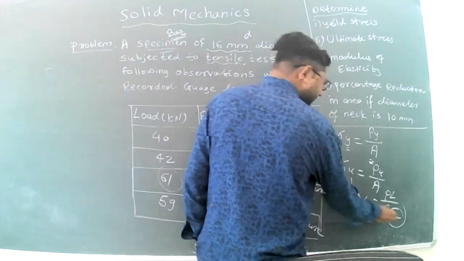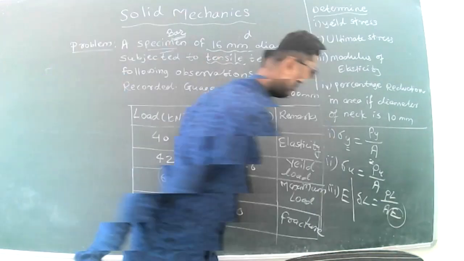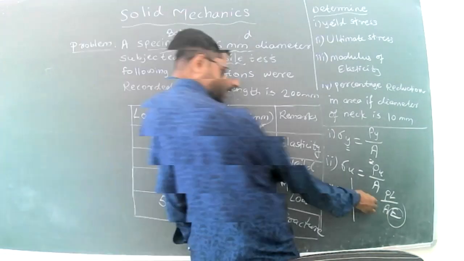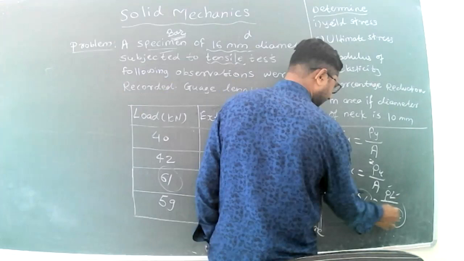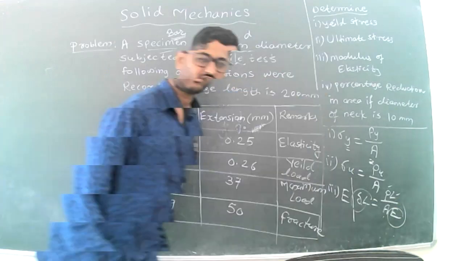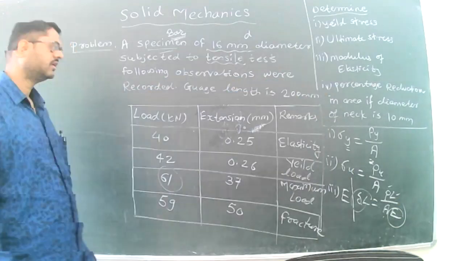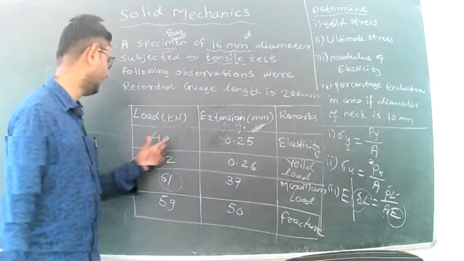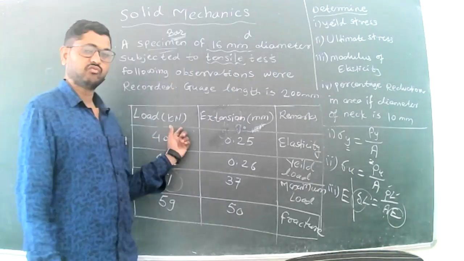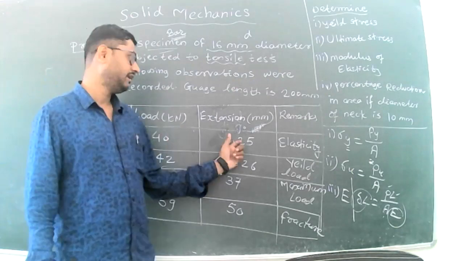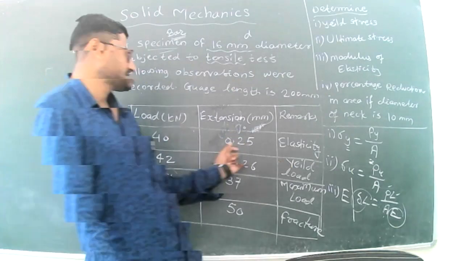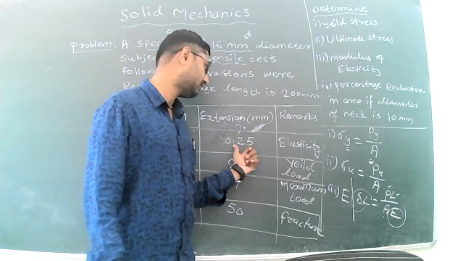By rearranging this formula, we have to find modulus of elasticity. Delta L is known, P is known, L is known, A is known for the bar or specimen. P is the load applied. For elasticity, the load is given as 40 kN. Then delta L is the deformation for the elastic nature of the bar.